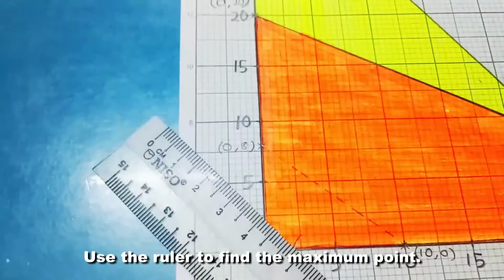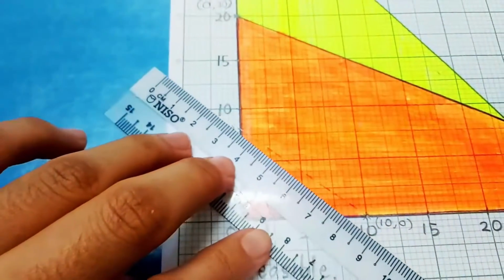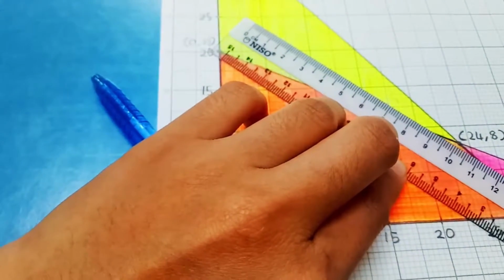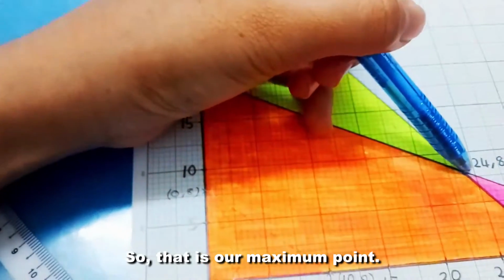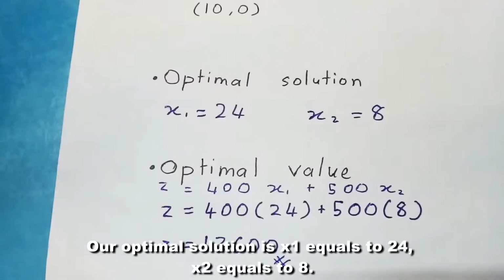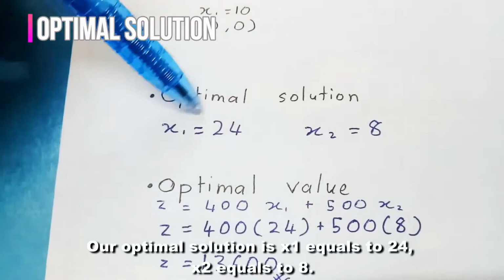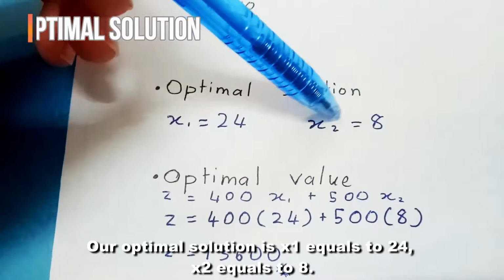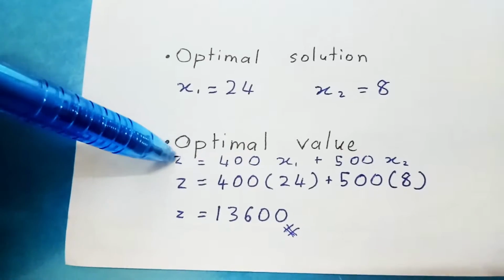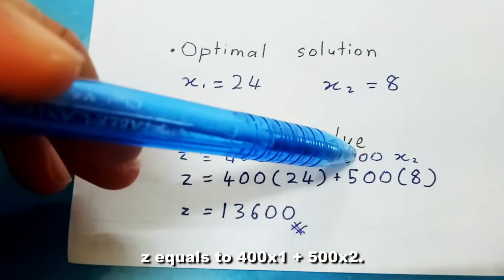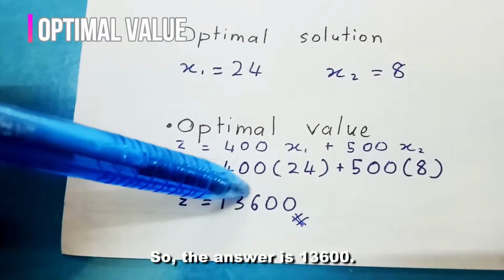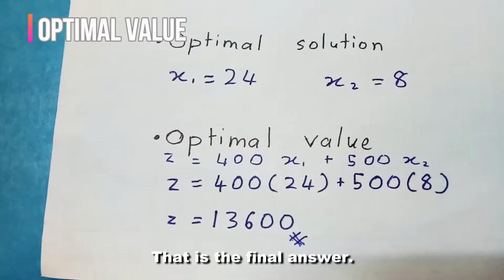Use the ruler to find the maximum point. Move it slowly until you find the maximum point. So that is our maximum point, and don't forget to label it. Our optimal solution is x1 equal to 24, x2 equal to 8. Substitute into the function z equals 400x1 plus 500x2. So the answer is 13,600. That is the final answer.